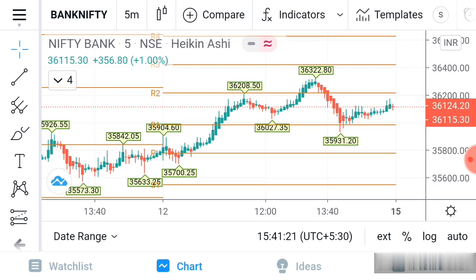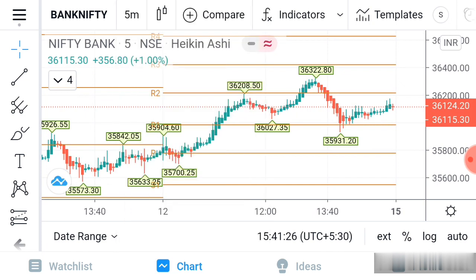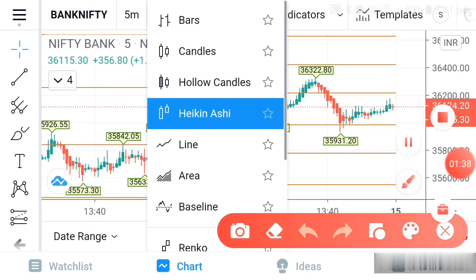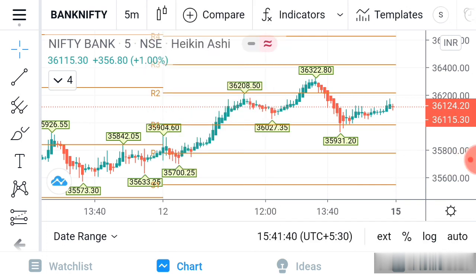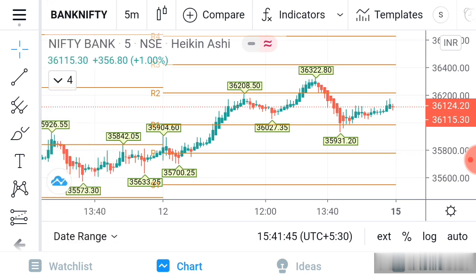Now the second thing is that the candle time frame should be 5 minutes. When we are doing intraday, 5 minutes is the best time frame we can use for intraday trading. And the third thing is the candle. The candle should be Heikin-Ashi candle. Just select Heikin-Ashi candle. And the data range will be 1 day. So these are the major settings we have to do for support and resistance.